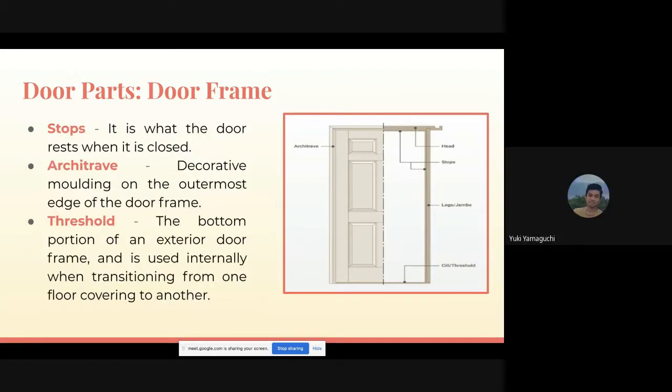And the stops, it is what the door rests on when it is closed. I also think that the stops serve as a limit so that it won't rotate too far or too near to the assigned room. Architrave, this is the decorative molding on the outermost edge of the door frame. And lastly, the threshold, the bottom portion of an exterior door frame, and is used internally when transitioning from one floor covering to another.